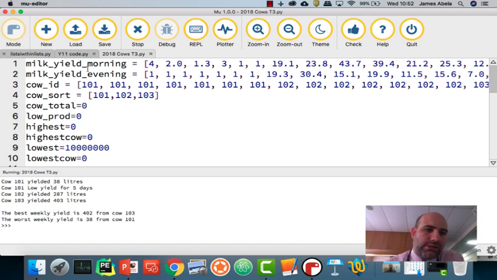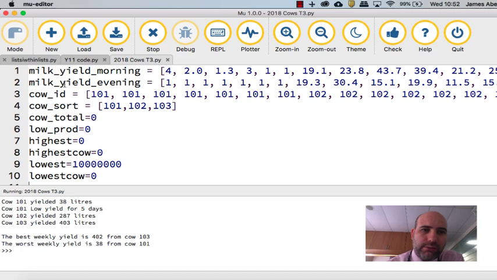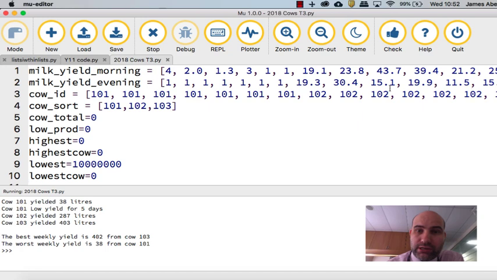Okay, so what I'm going to do is explain a couple of things. You'll notice here there's a milk yield morning and milk yield evening. I've deliberately put some very low numbers in here to make sure that at least one of the cows is having real problems. Then there's the cow ID, which literally goes 101, 102 and 103. And finally there's the cow sort, which is 101, 102 and 103.